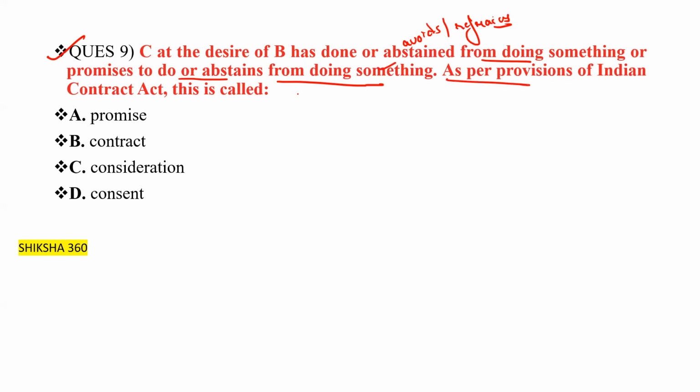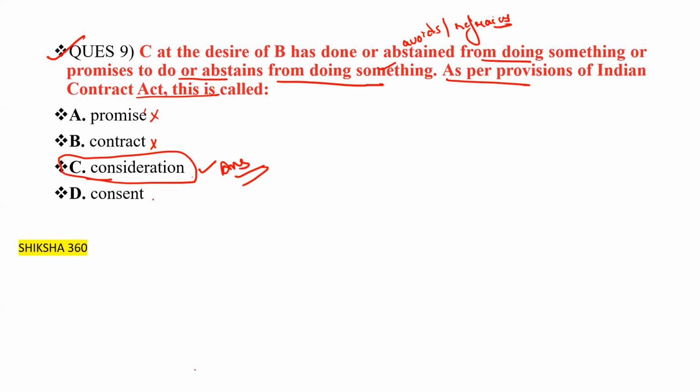So as per the provisions of the Indian Contract Act, what is this called? Option A is promise? No. This is not a contract. This is consideration. That person is doing the consideration. So option C is the correct answer.